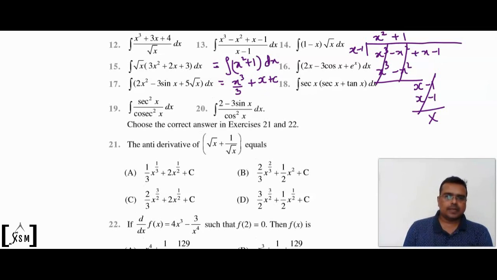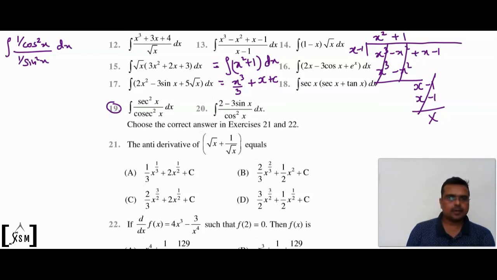Let's do question number 19. Sec square x over cosec square x dx. Guys, whenever you are confused, always come into sine and cos form. So I'm writing sec square x as 1 over cos square x, and cosec square x as 1 over sine square x, right, dx. And so this goes up, so eventually it is basically tan square x dx, right?